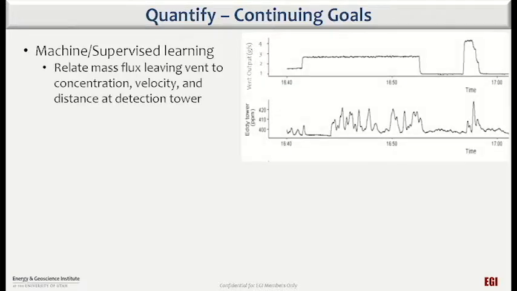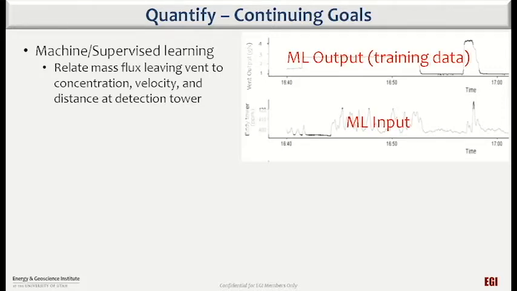This brings us to the following future goals. Over the course of the coming years, we plan to employ machine and supervised learning techniques to relate the mass flux leaving the vent to the concentration, velocity, and distance variables at the detection tower. Allowing a machine learning algorithm to tease out trends will hopefully allow us to accurately quantify the size of a source in mass flux from an unknown distance away using only concentration and velocity data.